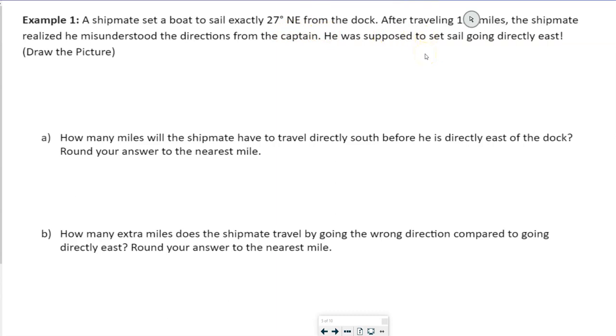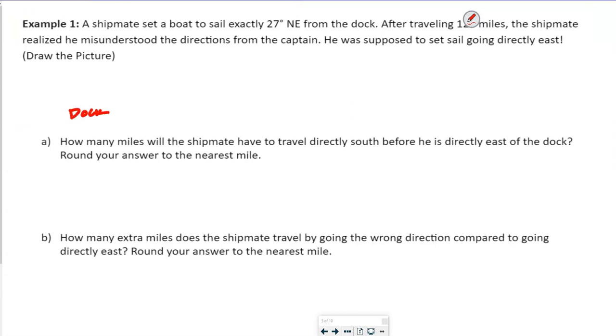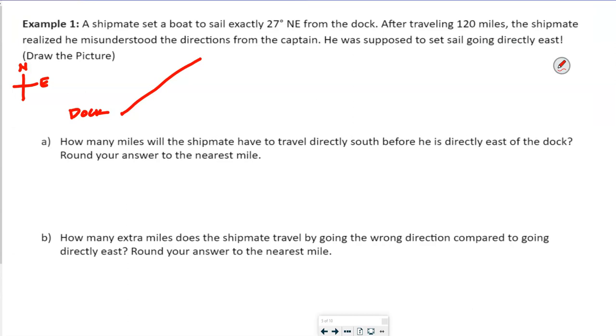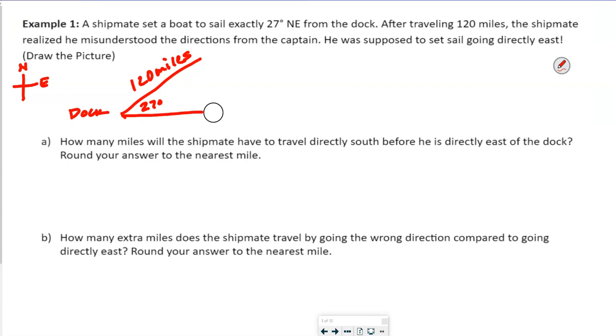the dock. So if we've got the dock over here, and it says 27, you know northeast, north is here, east is there, right? So that means if we start here and we go up there like that. And then it says, after traveling 120 miles, the shipmate realized that he misunderstood the directions from the captain. He was supposed to set sail and go directly east. So right now, it says he went 120 miles, and the angle right here is 27 degrees. I'm going to create a right triangle here.